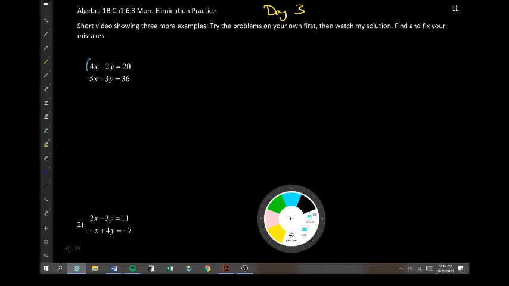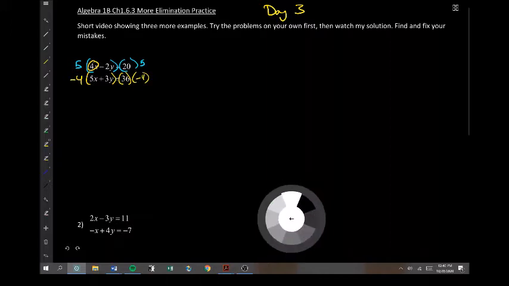Okay, when I solve this top equation is going to get multiplied by this number, just the 5, not the 5x. The bottom equation gets multiplied by this number, the 4. But I need one of those to be negative, so I make it negative 4. That multiplication gives me 20x minus 10y equals 100, and negative 20x minus 12y equals negative 144.